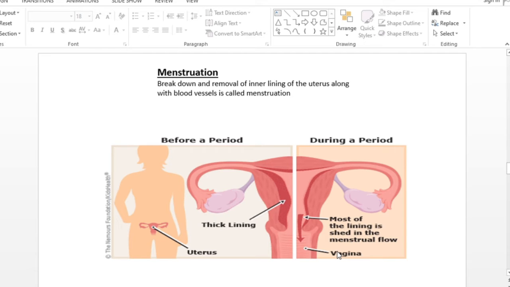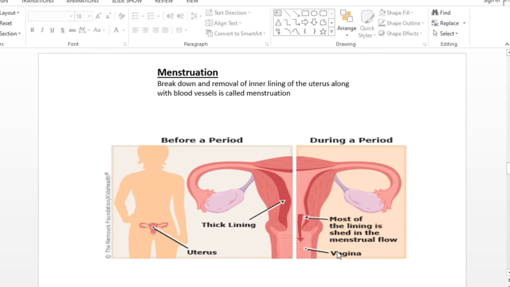Now, let us see what is menstruation. You know, ovulation happens once in a month. Ovulation only starts after a girl attains puberty. Now, if the released egg fuses with the sperm, it could lead to the formation of zygote. In that case, the uterus should be ready to nurture that embryo.